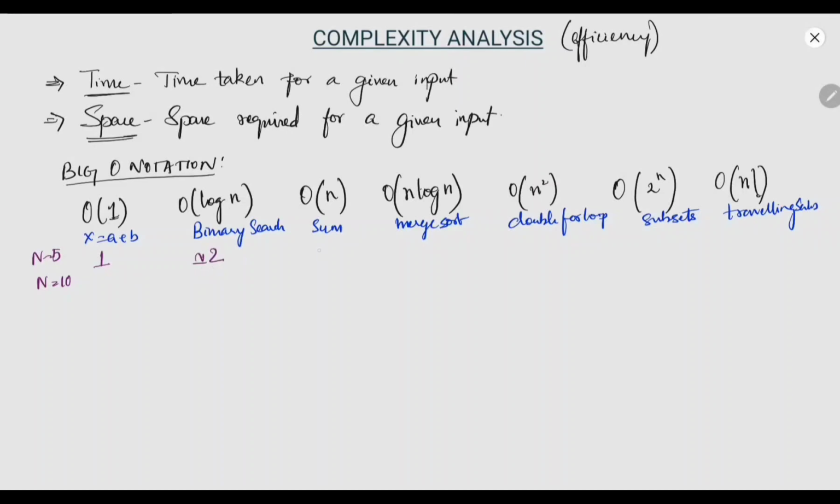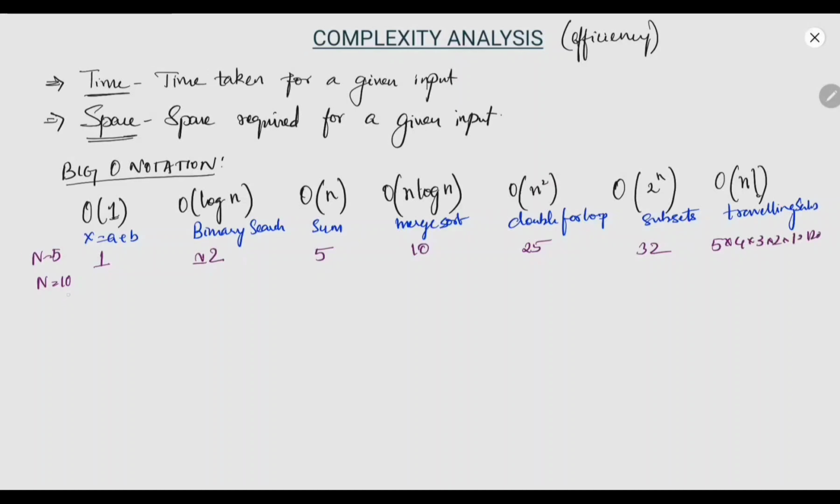Then O of n would still be 5. And n log n would be 5 into 2, which is 10. N squared is 5 squared, which is 25. And 2 to the power n is 32. And n factorial in this case will be 5 into 4 into 3 into 2 into 1, which is 120.